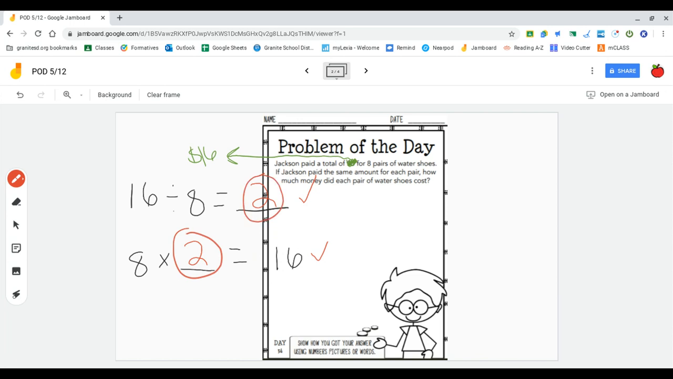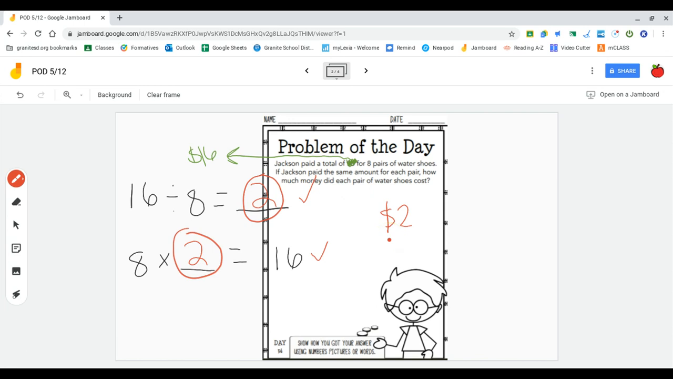Now is where I bring the dollar sign back in. The answer isn't just 2, it's $2 because the question asked how much money did each pair cost? It's $2. So don't forget that dollar sign.